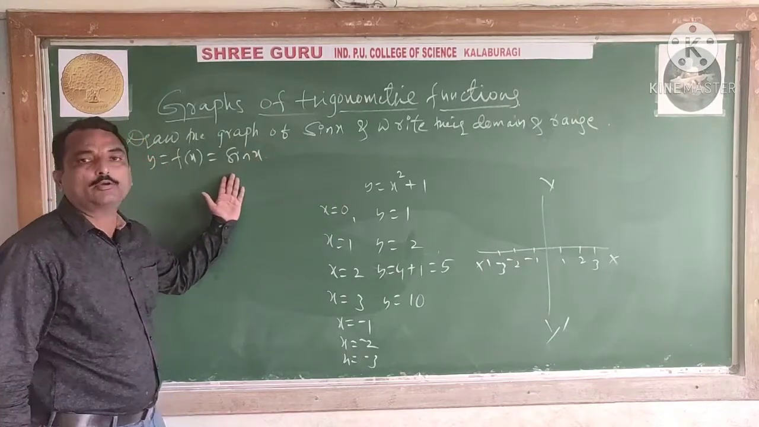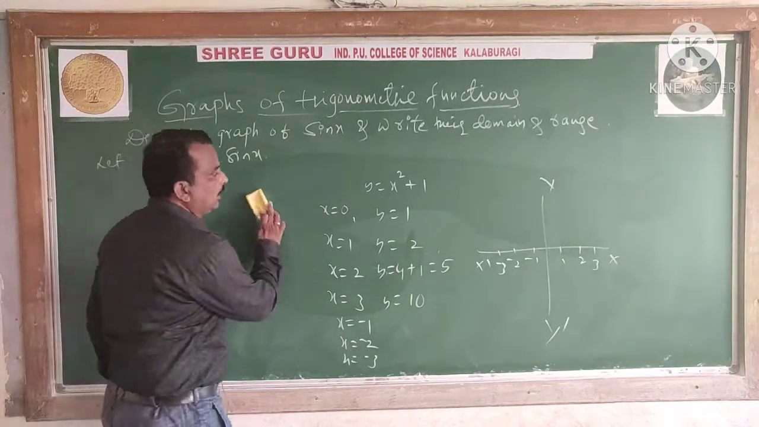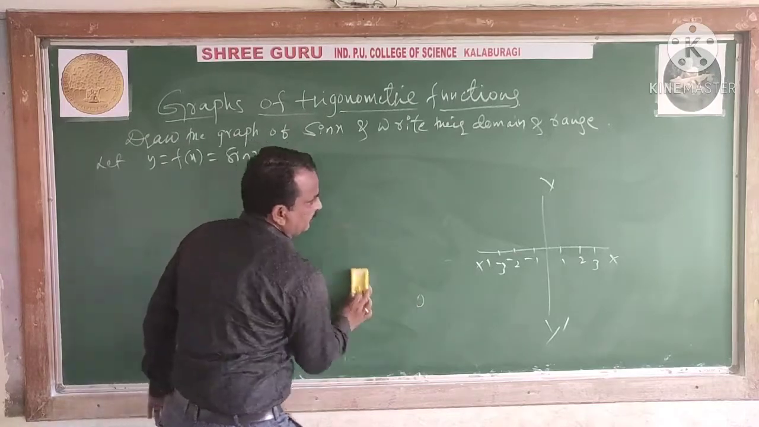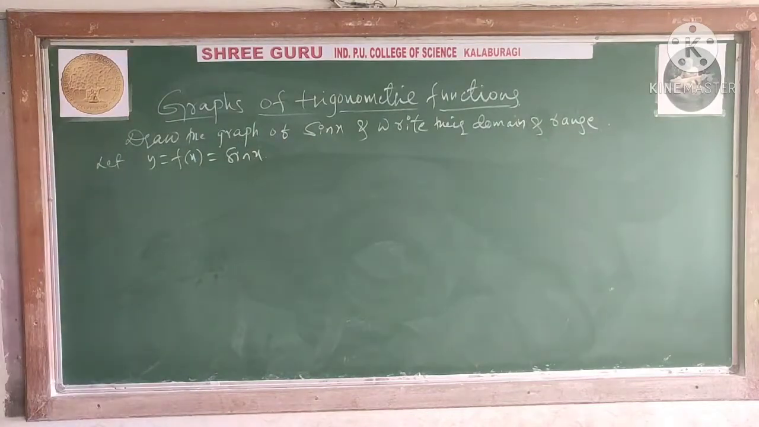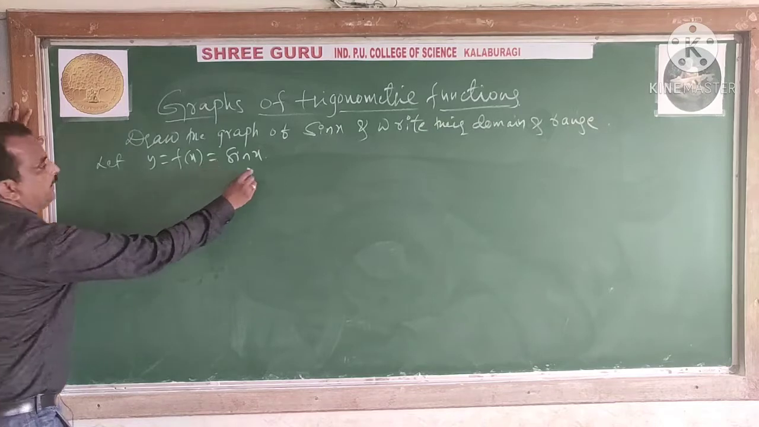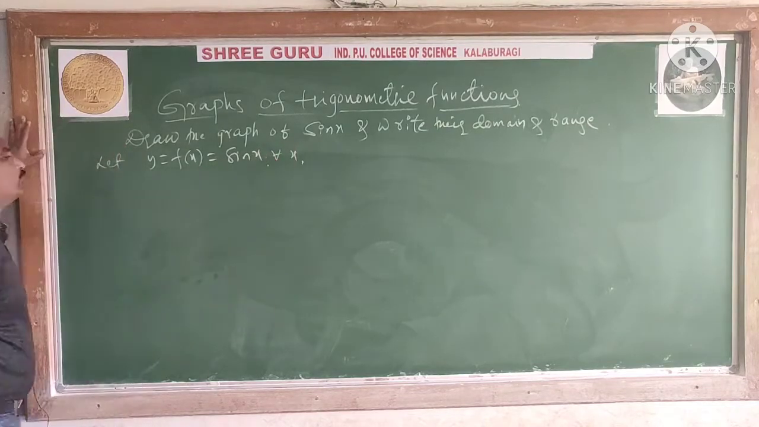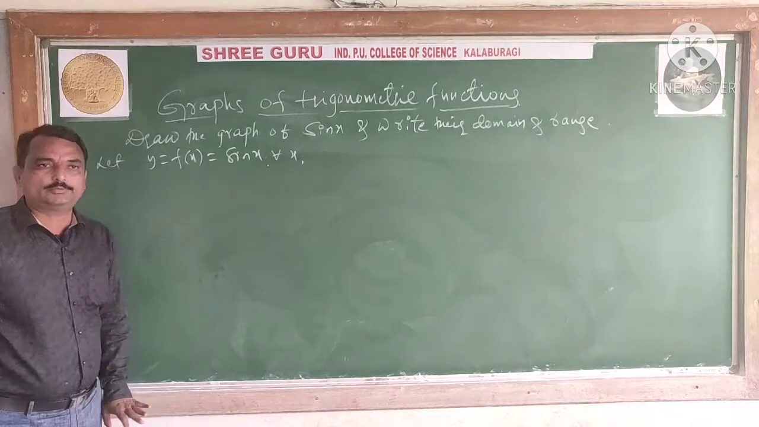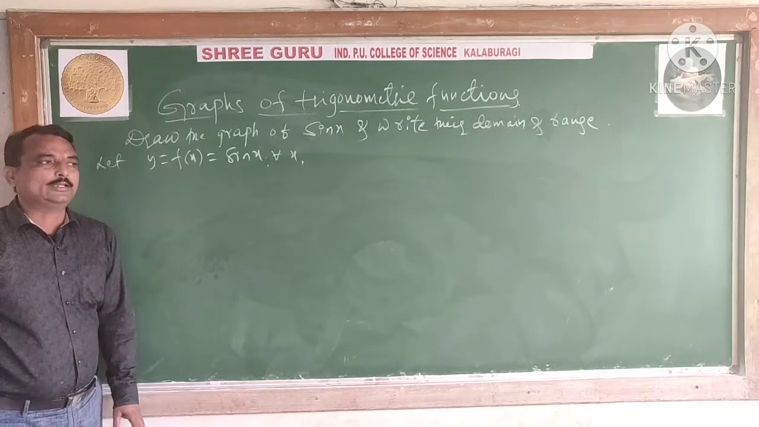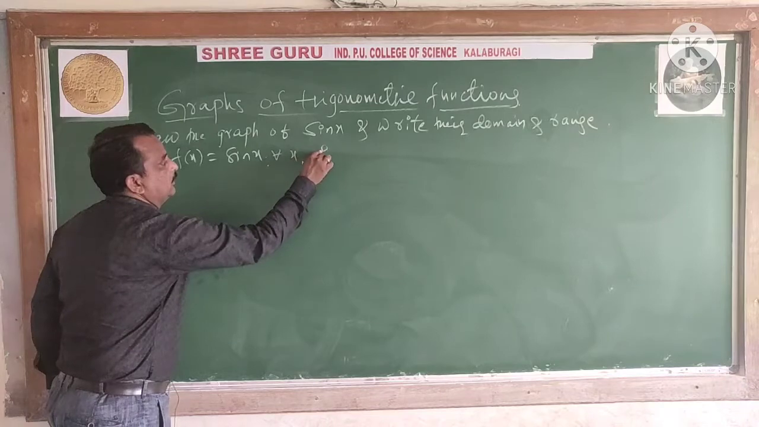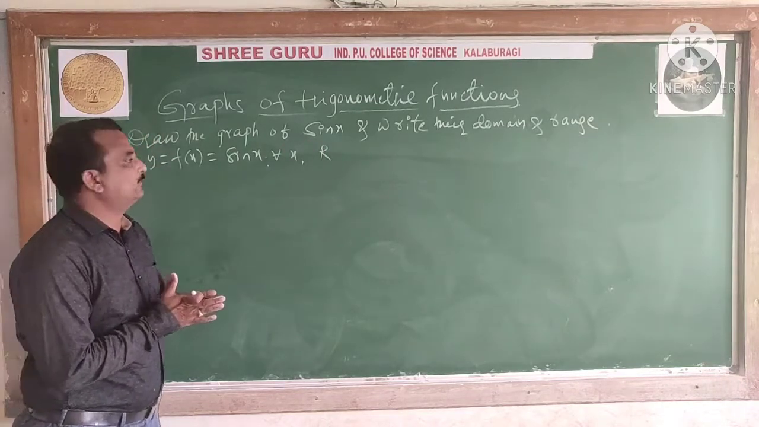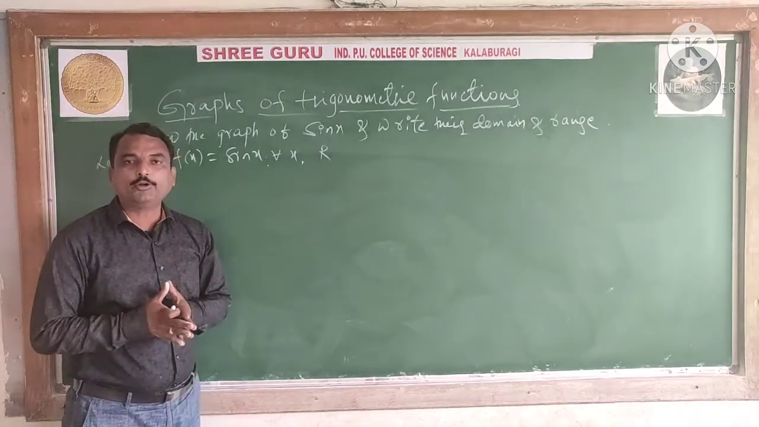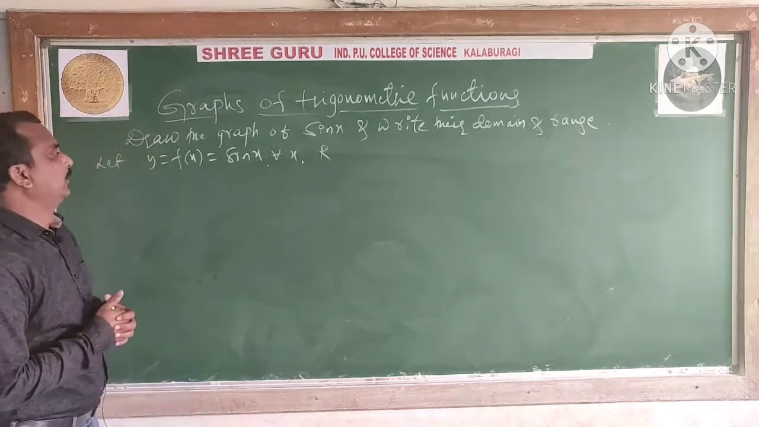Now similarly, here we have to draw the graph of all the trigonometric functions. Now let us see, students, the graph of sin x. We give the value y equal to f of x equal to sin x for every x. By the definition of the sine function, the domain is the set of all real numbers.